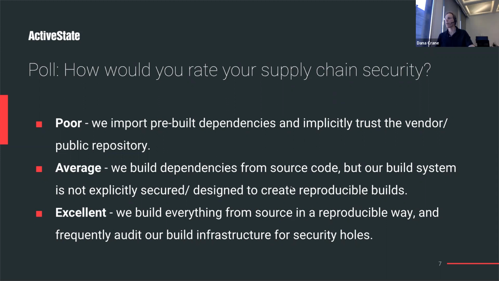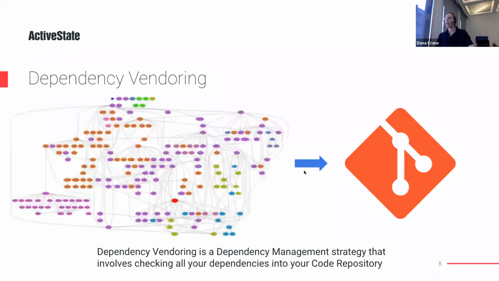So one of the things that we've seen from our customers is dependency vendoring as a solution to a number of the shortcomings that they see with supply chain security. And dependency vendoring is all about taking the source code for all of your dependencies and their transitive dependencies as well, and then checking them directly into their code base. And that can help, but it has a number of pros and cons.